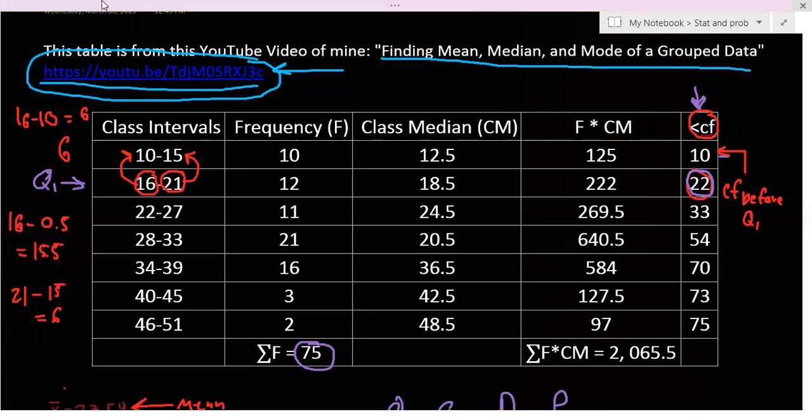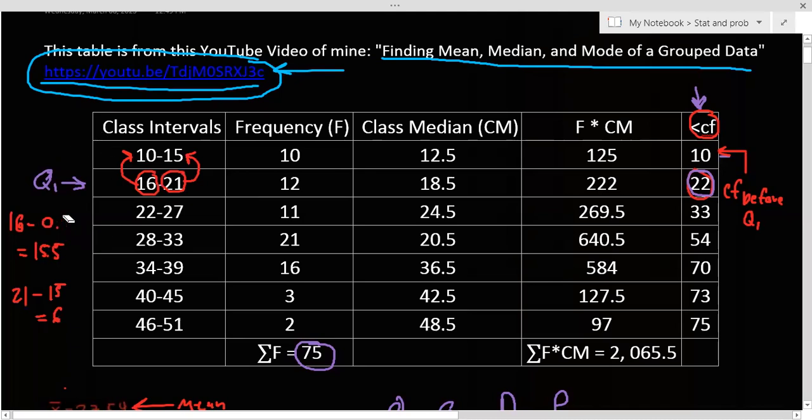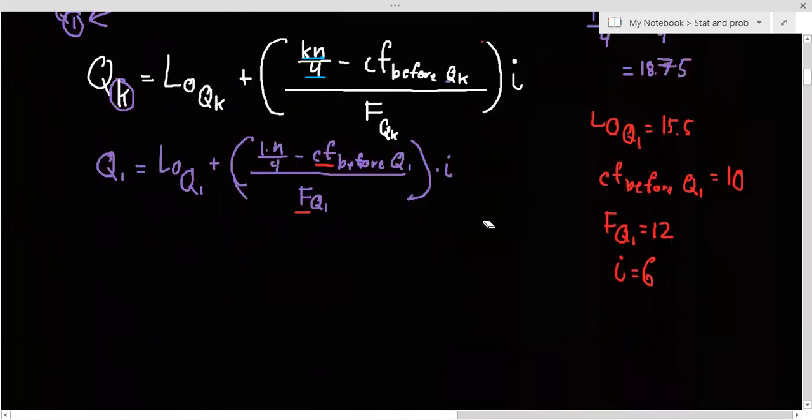So yeah, bottom line, for you to get the class width, you can either count how many numbers are present in a certain class interval, or you can just subtract its lower class limit by its previous lower class limit, or you can just use its upper class limit and subtract it by its previous upper class limit. So nasa sayo na yun kung paano mo siya gawin. Alright? So, yeah. Bottom line, it is 6. Okay?